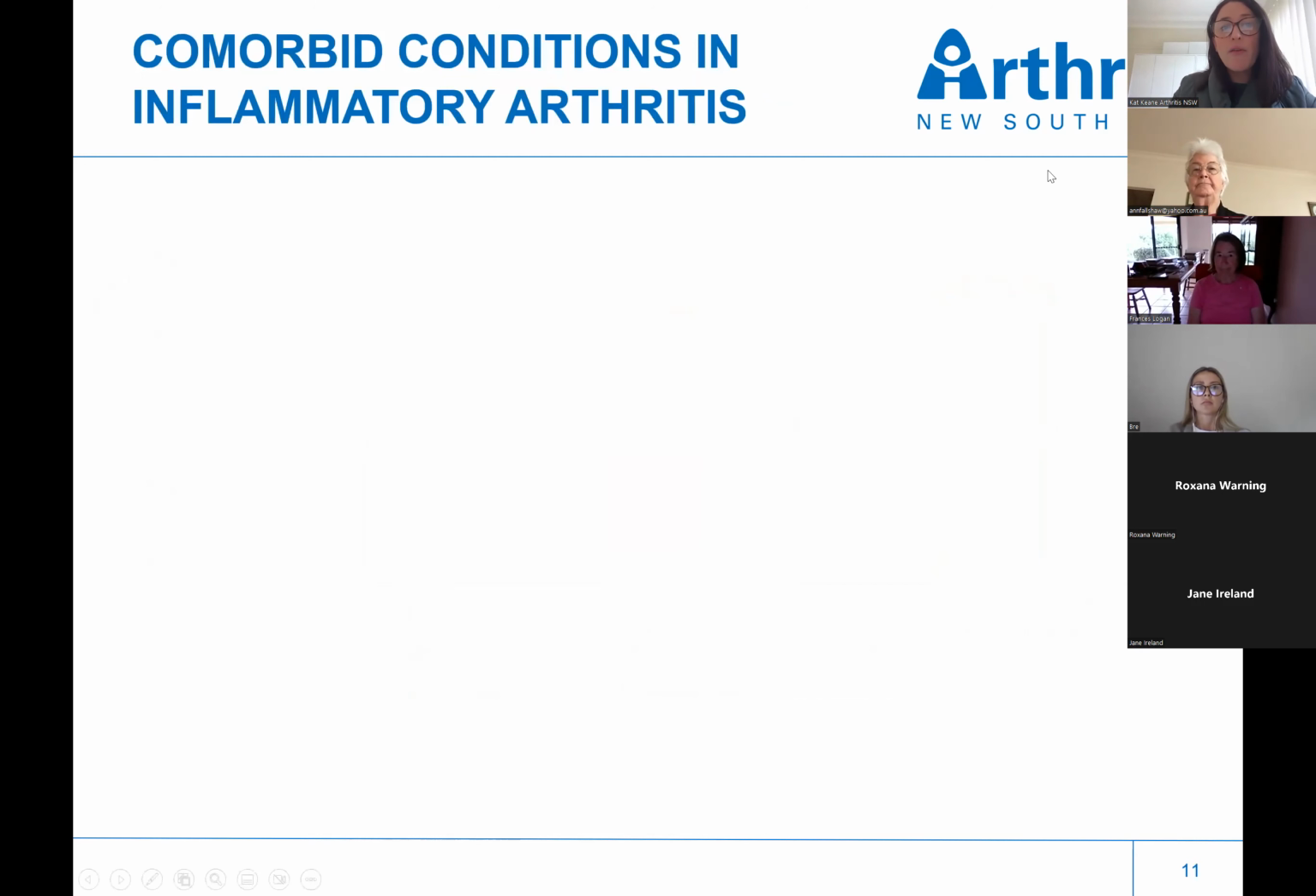Okay, so now we're having a look at comorbidities and those conditions and having a form of inflammatory arthritis. So this is anywhere from rheumatoid arthritis to your psoriatic, ankylosing, to gout, for example. So I'm going to throw up another poll. So those people who have a primary inflammatory arthritis, if you would like to participate, that would be great.